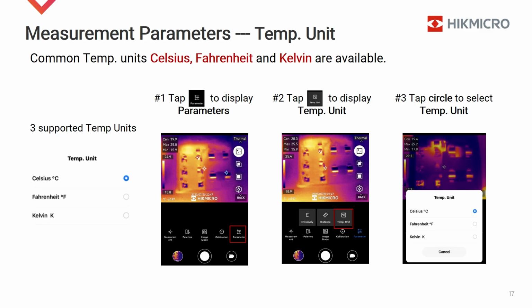Temperature unit is the third adjustable parameter. Celsius, Fahrenheit, and Kelvin are common temperature units and are available in the Viewer app. If you want to make a change of unit, please operate as follows. First, tap the parameter key to display parameters. Second, tap the temperature unit key to display its menu. Last, select the preferred temperature unit to take effect.